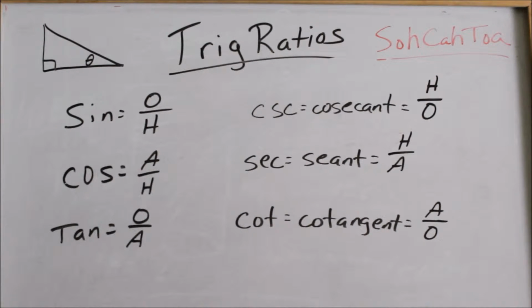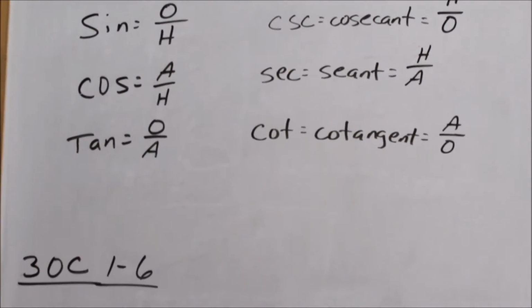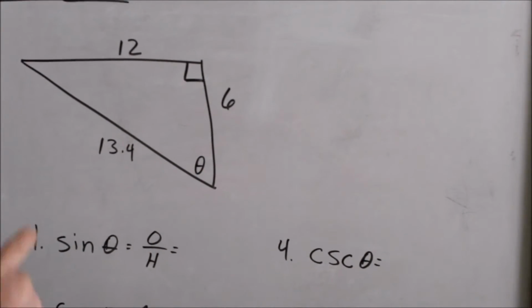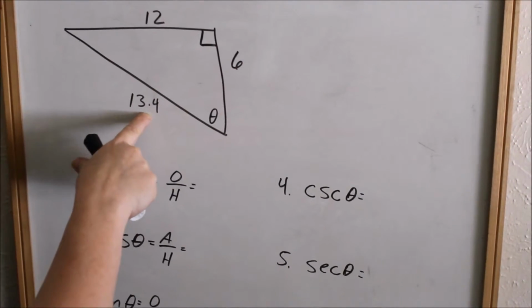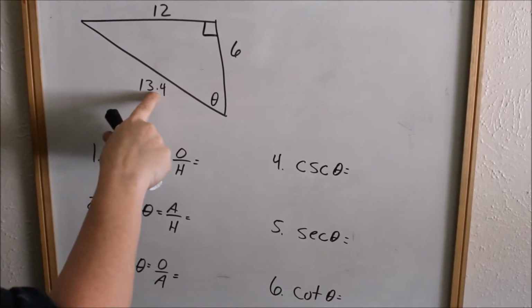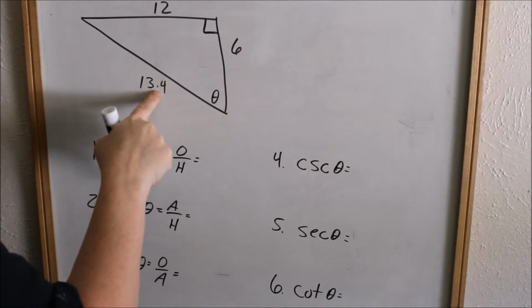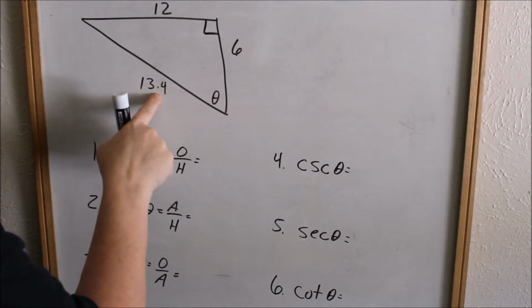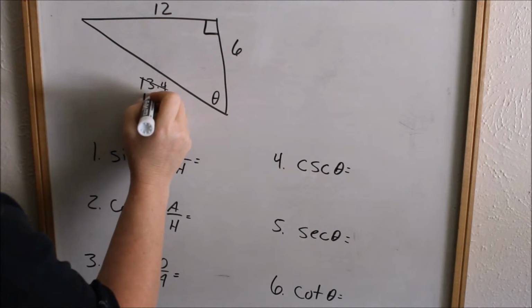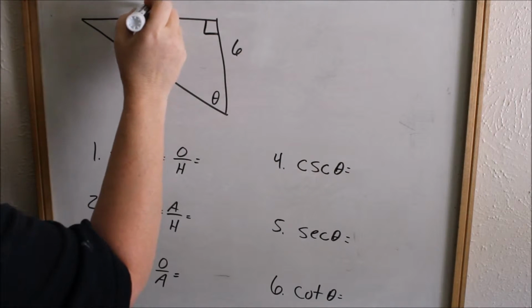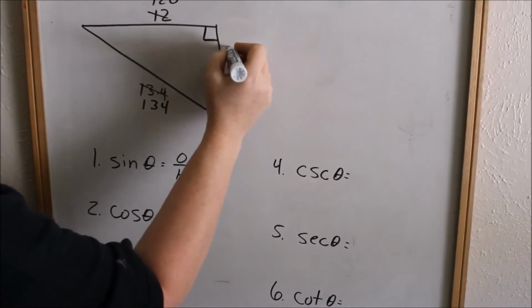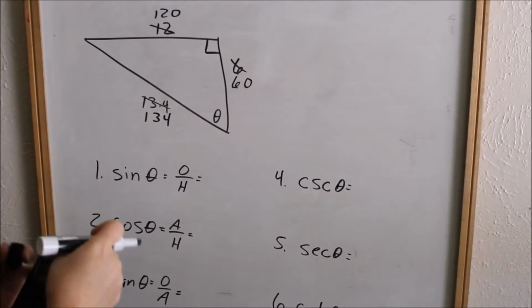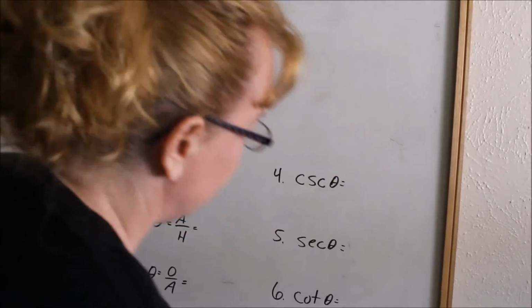Okay, let's look at page 30C, problems 1 through 6. We are looking at this right triangle, and here is our angle theta. The one thing I would always recommend is getting rid of the decimal. To get rid of this decimal, you need to multiply it by 10 to move your decimal over. If you multiply this number by 10, you need to multiply each of the other sides by 10 to keep it proportional. So this new number would become 134. Multiplying this by 10, that would be 120. Multiplying this by 10, we're now using 60. So these are the numbers we're going to use instead, so that we don't have decimals in a fraction.